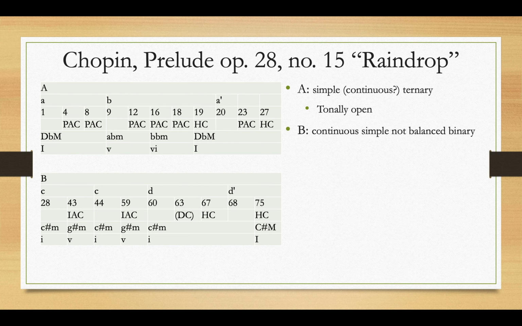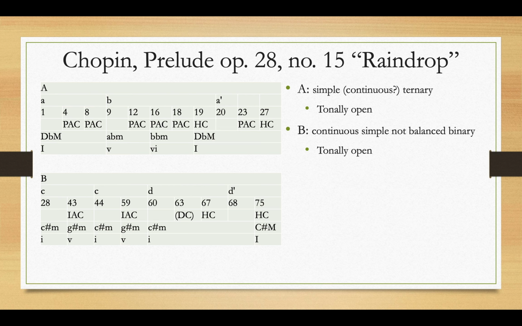The second one, however, is a little bit different because we have a D section followed by a D prime section, and that D prime section is substantially changed, so it's not just a literal repeat. As a whole, this B section is tonally open. It starts in C sharp minor, it ends in C sharp major, but significantly it ends with a half cadence.